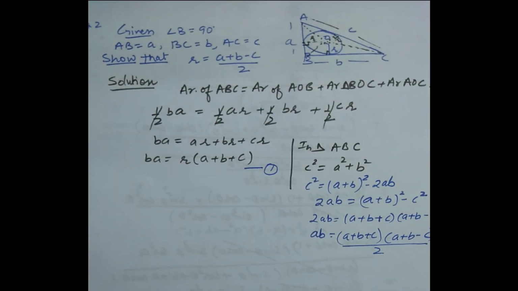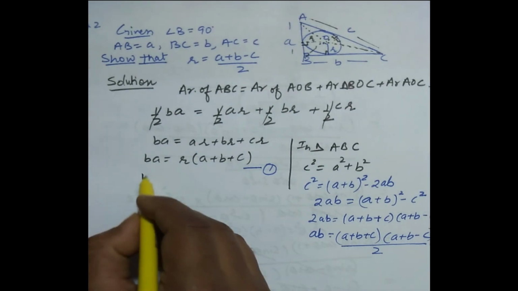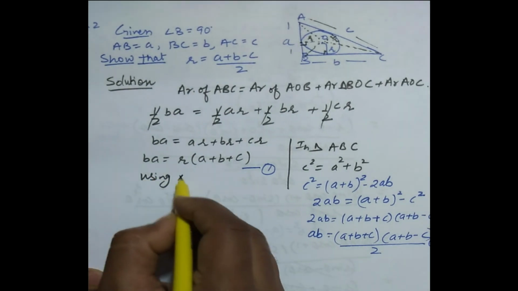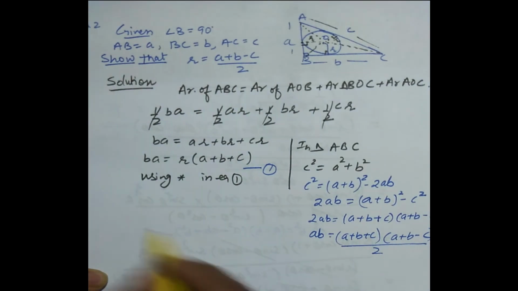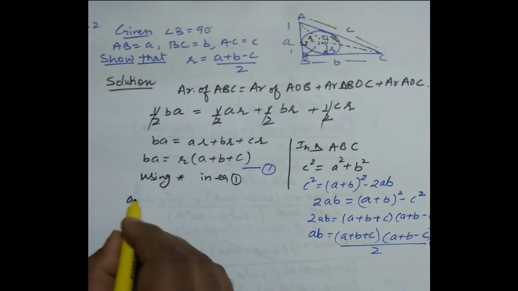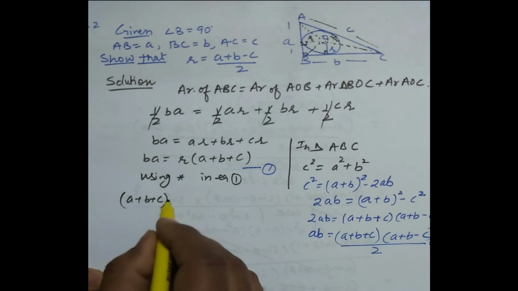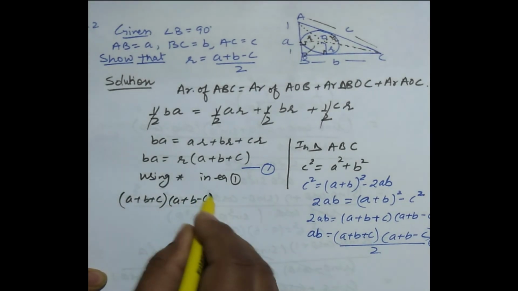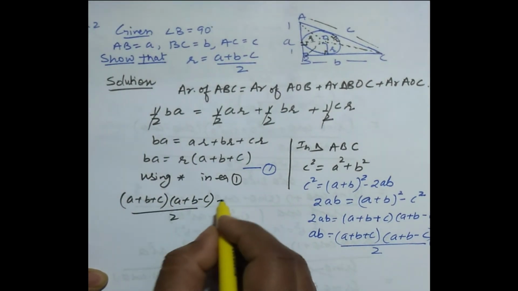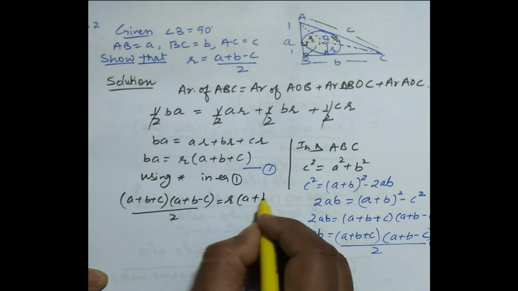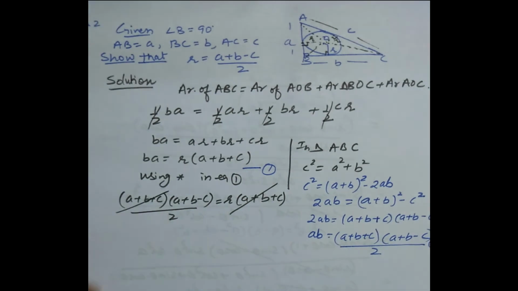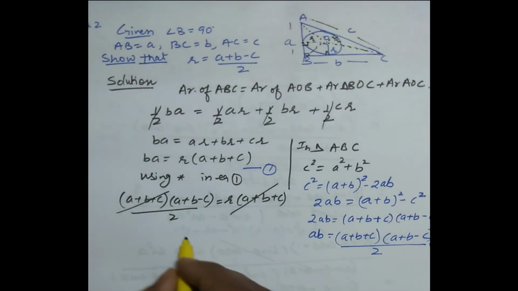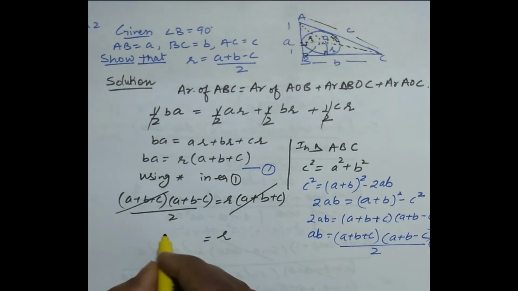So we'll write, using star in equation 1, the value of BA is A plus B plus C, A plus B minus C by 2, and this is R times A plus B plus C. You can cancel this factor because it is common. So your radius is now A plus B minus C by 2.